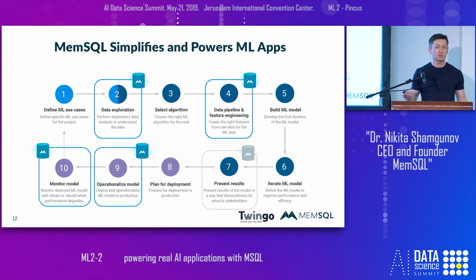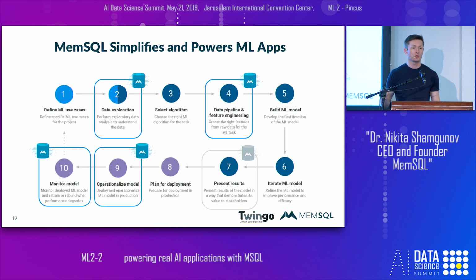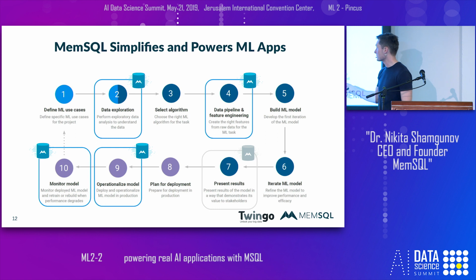And then we have customers that do financial analysis, risk analysis, understanding the risk of an individual loan. That's where the bar is very, very high, because if you improve the model by a little bit, you're saving millions of dollars. Then you plan for deployment, and then you operationalize the model.